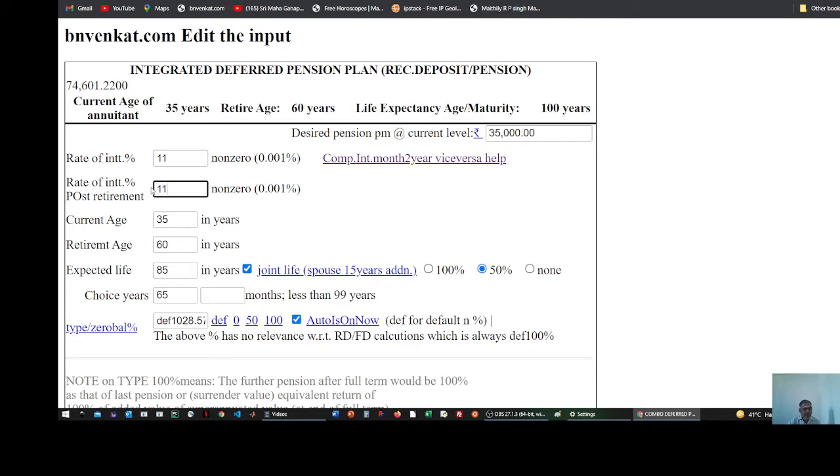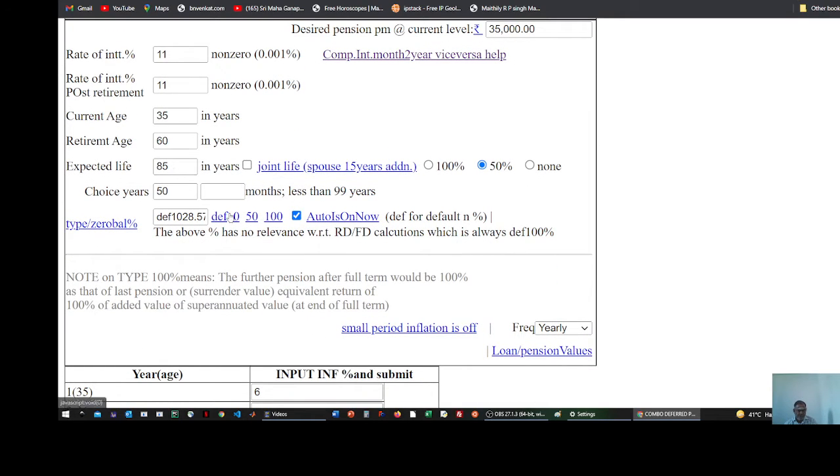Instead of the rate of interest, let it be 11% during the investment period. The rate of investment during post-retirement we will also consider the same 11%, because we will continue in the same fund. Age 35, 50 years. Let us not have joint life. Let us take single life and single annuitant. 35 years and 85 is the expected life. Let us again calculate auto. Say this default person.